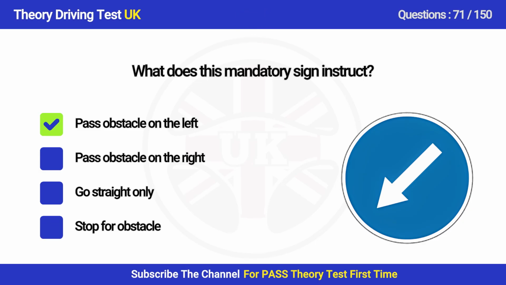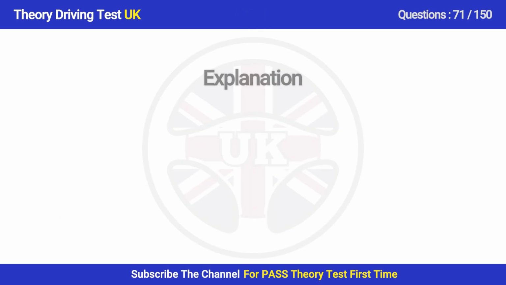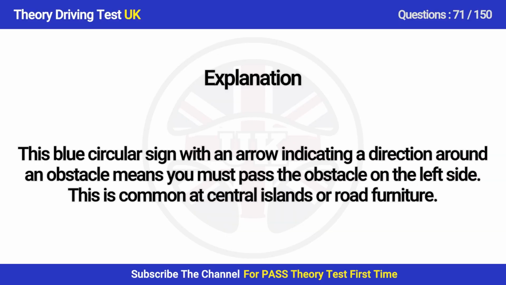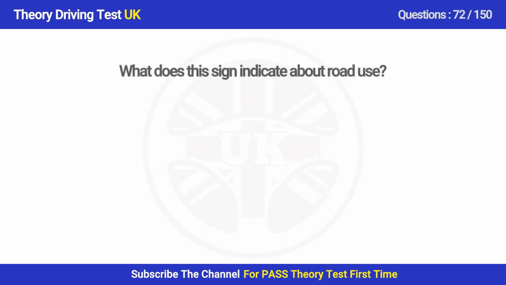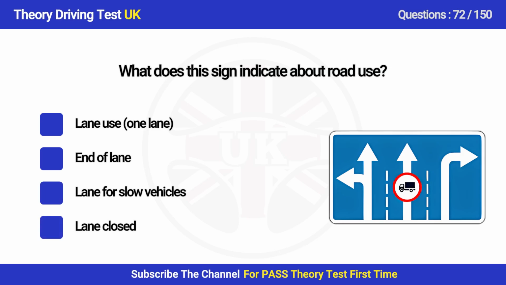Answer is A. Pass obstacle on the left. This blue circular sign with an arrow indicating a direction around an obstacle means you must pass the obstacle on the left side. This is common at central islands or road furniture. Question 72. What does this sign indicate about road use?